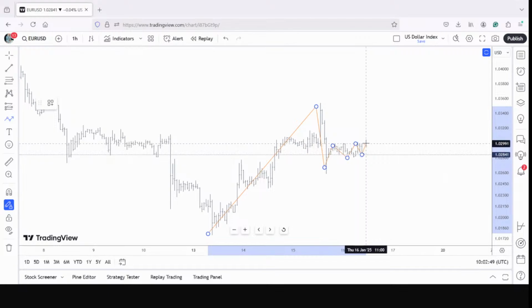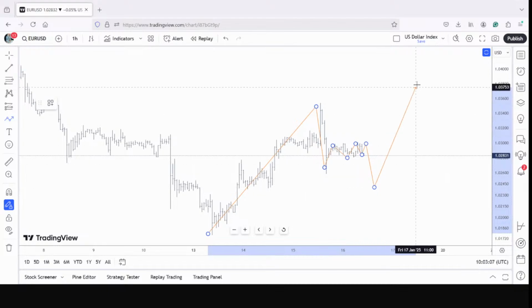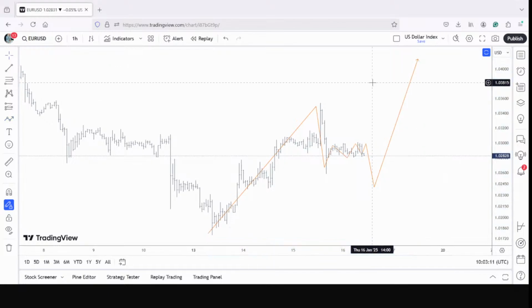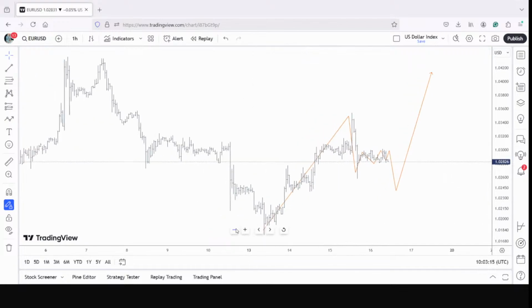One more leg higher could be wave B of the corrective decline, and then lower towards wave C. That would be a lower degree wave 2 in place, and it would then give way to the third wave up. This is a high probable trajectory for Euro USD in the next few hours, so please be watchful.